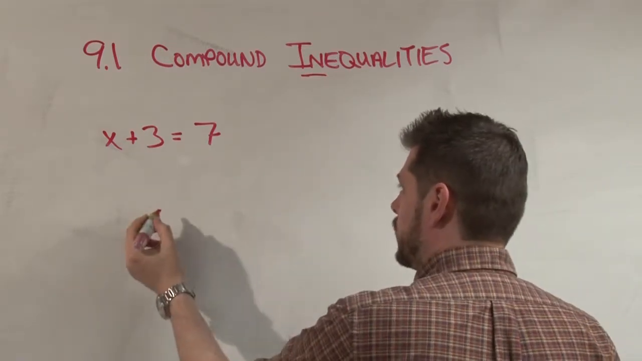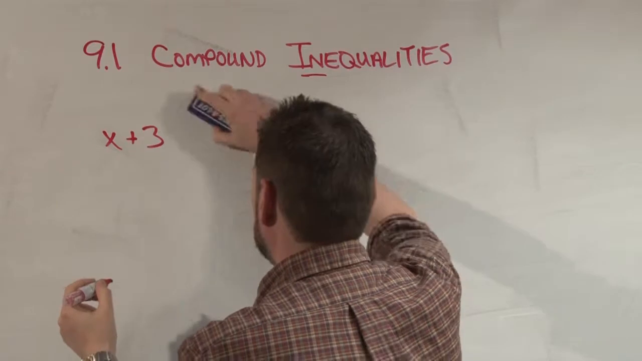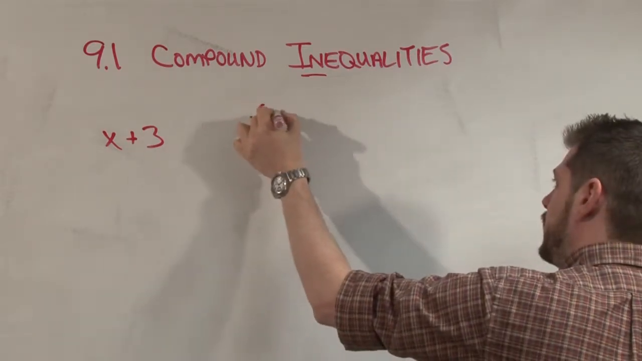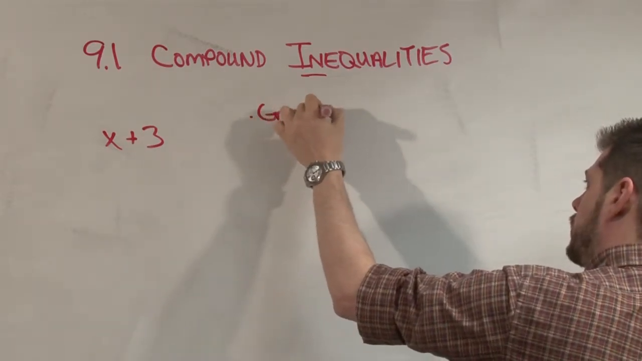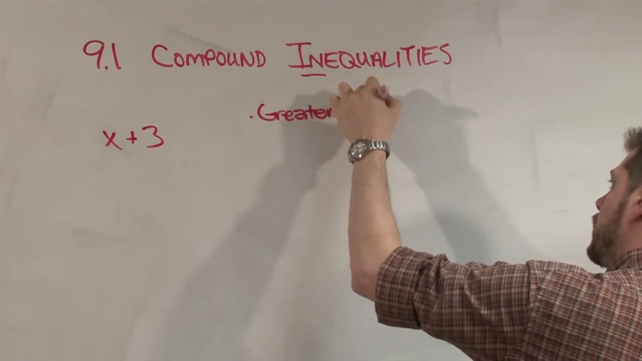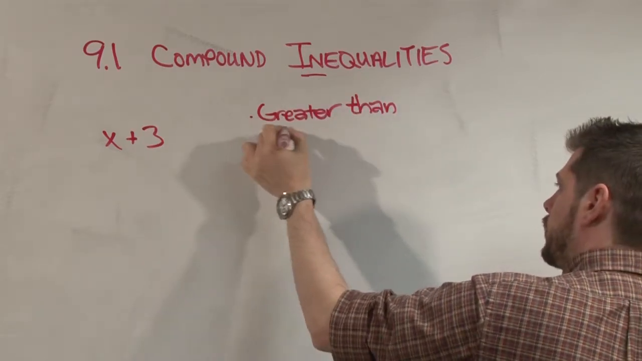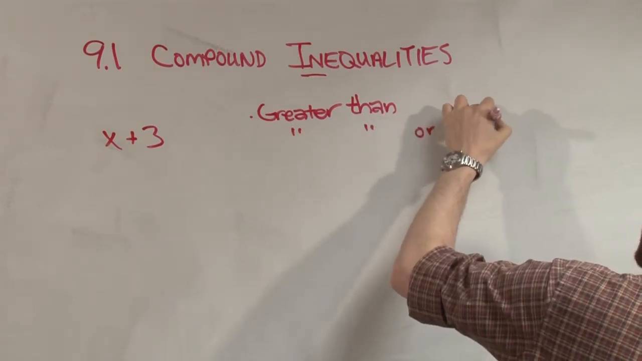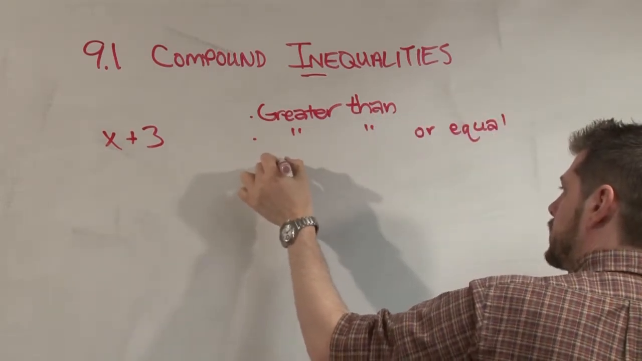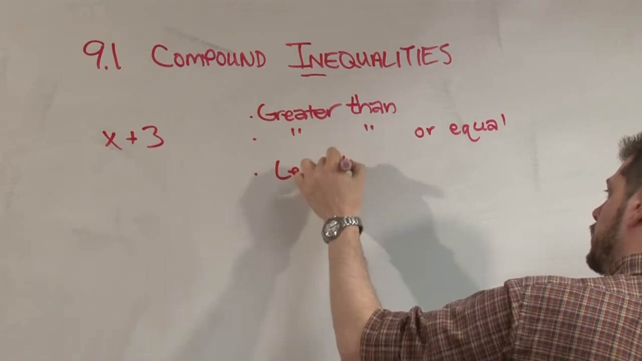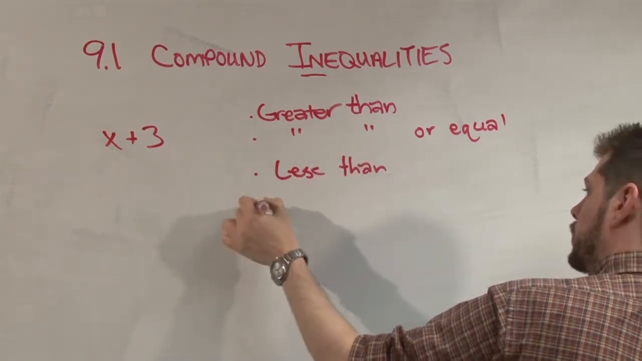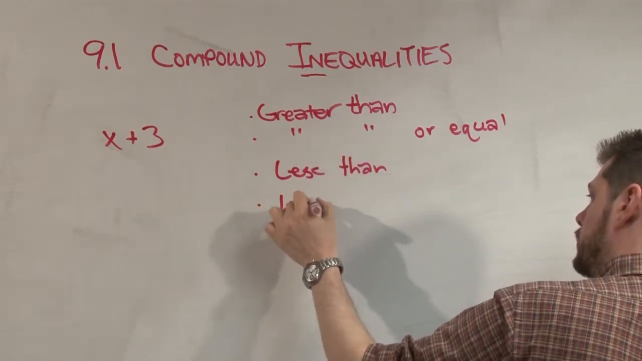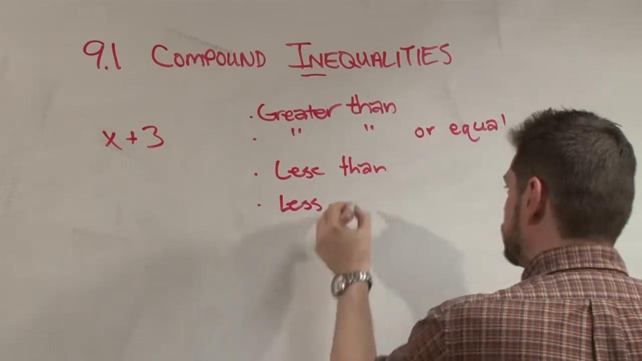It's either going to be greater than, or it's going to be greater than or equal, or it's going to be less than, or it's going to be less than or equal. Those are the only options for an inequality.